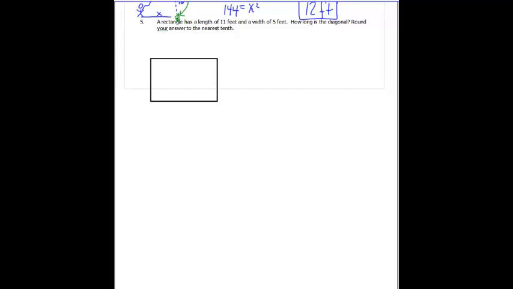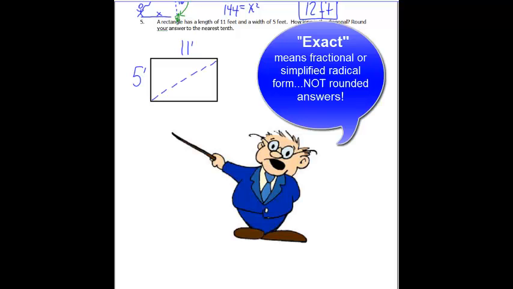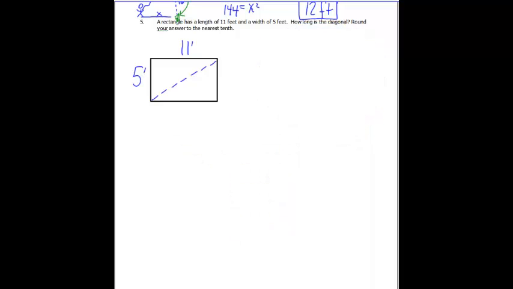The rectangle has a length of 11 feet and a width of 5 feet. I would like to know how long the diagonal is, rounding my answer to the nearest tenth. Keep in mind that if the question asks for an exact answer, you would not round, you would give simplified radical form. In this case, I am in fact finding the hypotenuse, so I'm going to plug right into my Pythagorean theorem equation with x squared being my c, and then I'm going to choose a to be 5 and b to be 11. It doesn't matter if you do the opposite.